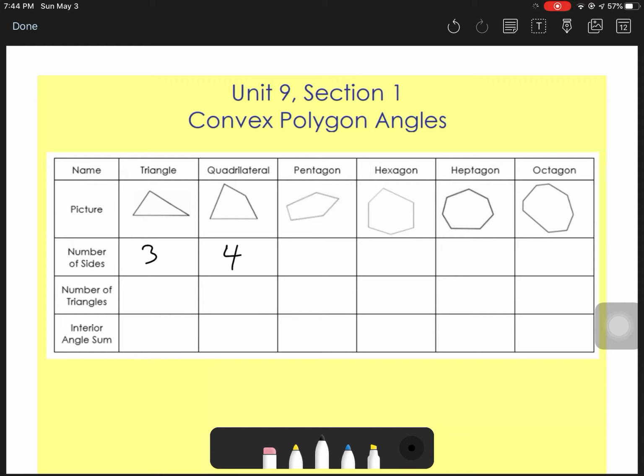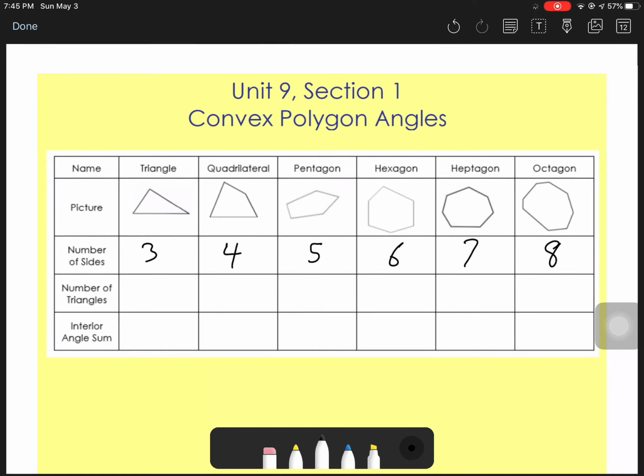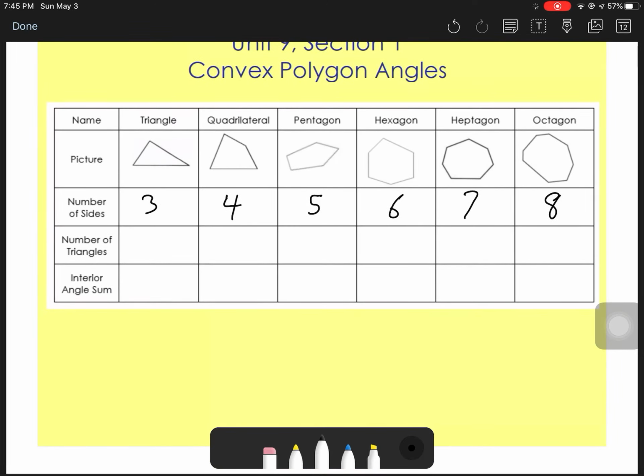And as we go down the line, pentagon is 5, penta means 5, hexagon 6, heptagon is 7, octagon is 8, and there's more sided figures. These are the main ones that we're going to need to know. A decagon is 10 sides. That's another important one.